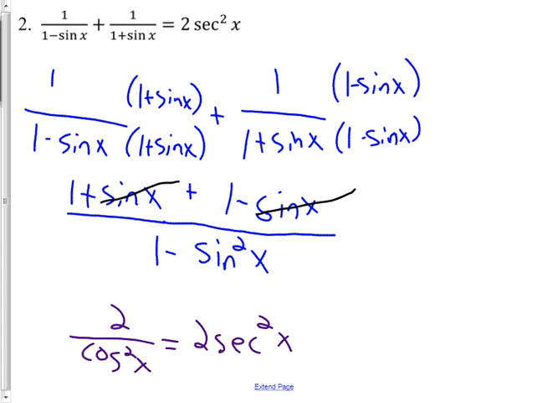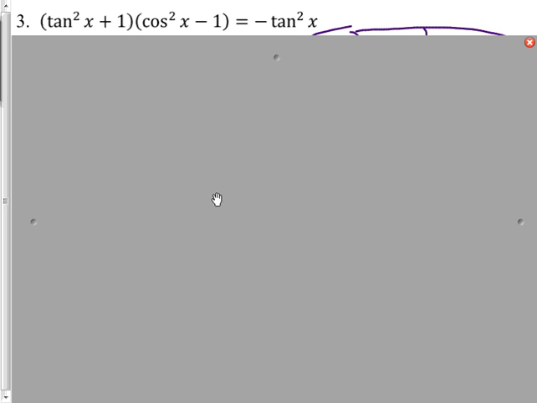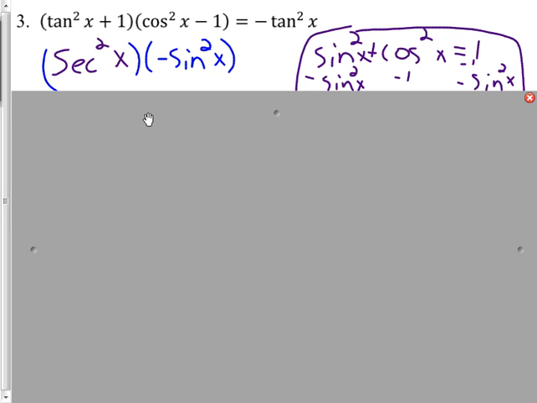A little more straightforward on that one. Next, number 3, (tan squared of x plus 1), quantity of that, times the quantity of (cosine squared x minus 1) equals negative tangent squared of x. Okay. On this side, tan squared of x plus 1 looks a lot like secant squared. And cosine squared of x minus 1 is minus sine squared of x.